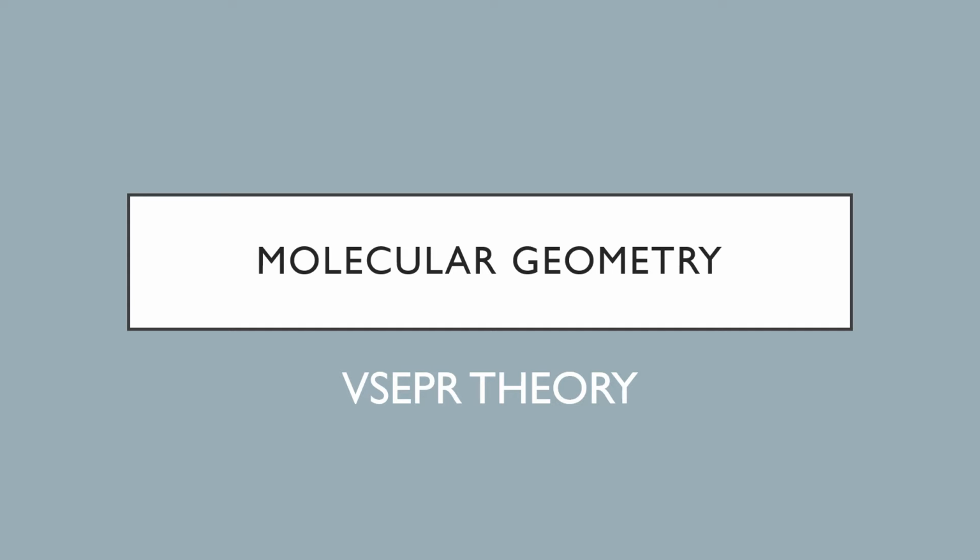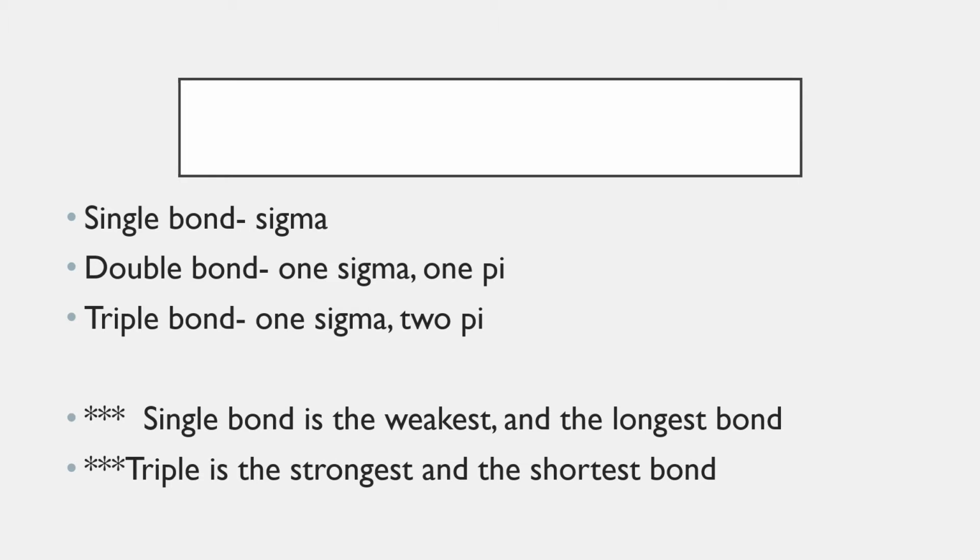So let's see. Molecular geometry, VSEPR theory. A couple of things I just wanted to reiterate before the quiz tomorrow. A single bond is a sigma bond. If you have a double bond, you have one sigma and one pi bond. If you have a triple bond, you have one sigma bond and two pi bonds. So that's something to remember.